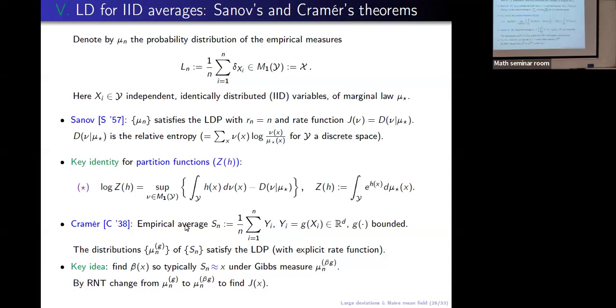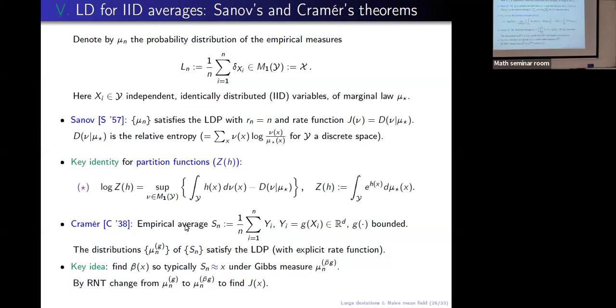And we will denote by mu_n,g the law of Sn, later on in the next 2 or 3 slides. Mu_n,g is the law of these measures for this particular choice of Yi, which is g, and the distribution of these objects satisfies the large deviation principle with an explicit rate function.